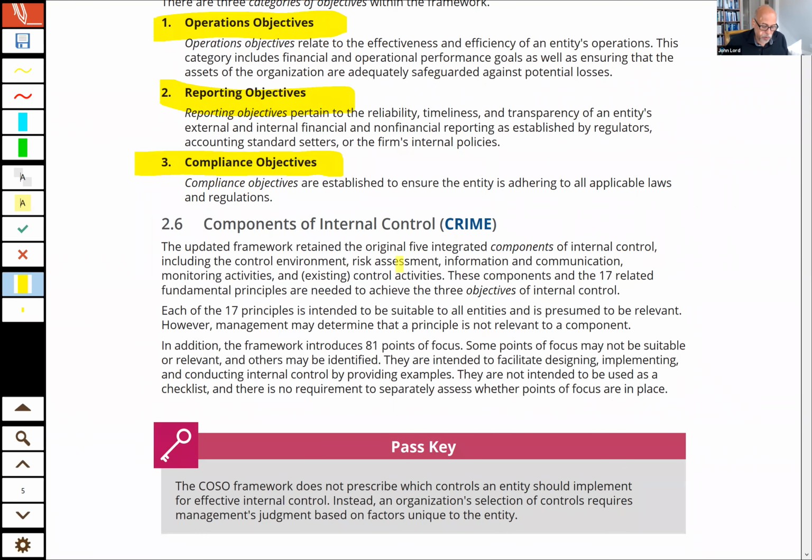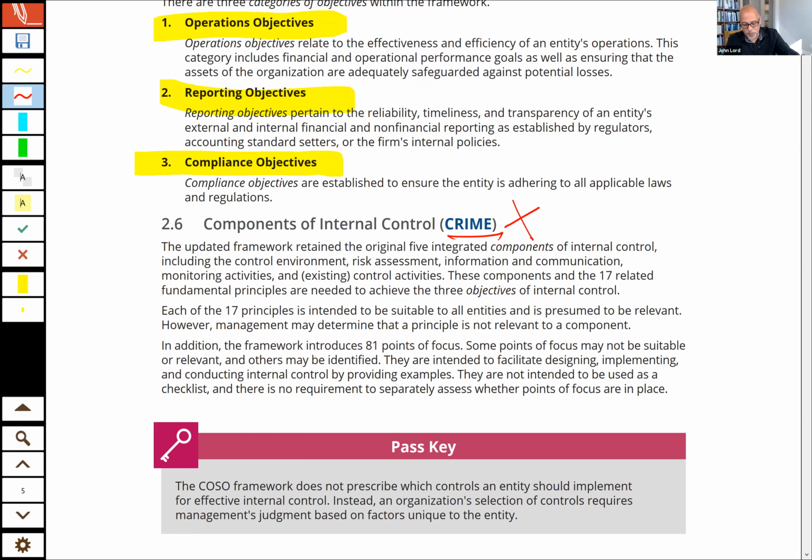So we've got the components, and guys, this is annoying. What I don't like about this mnemonic, and they go nuts sometimes with mnemonics, is it mixes what? You have control environment, risk assessment, and then to spell CRIME, they put information. And instead, what should go next is the E, which is the existing control activities that get put in place, but those get put in place after the risk assessment. Then you have information communication, and then you have monitoring.